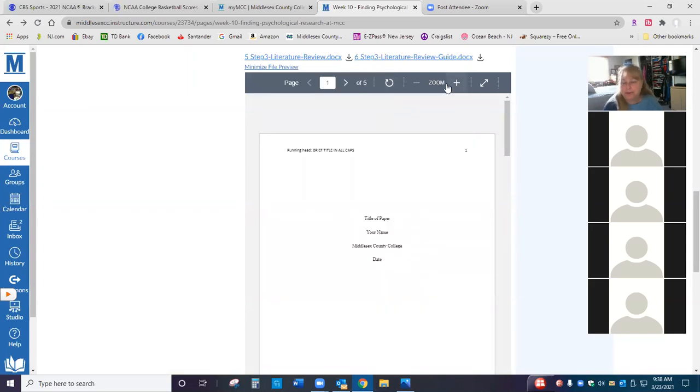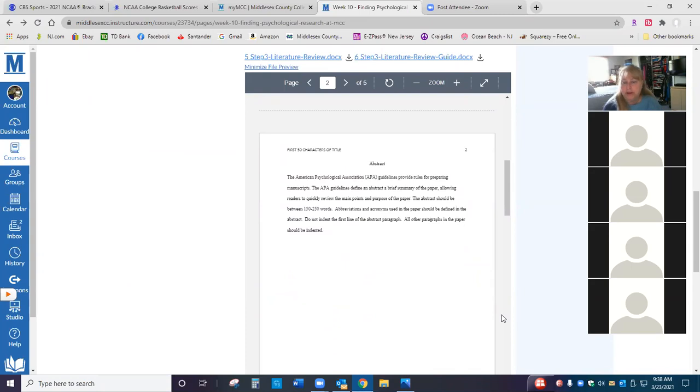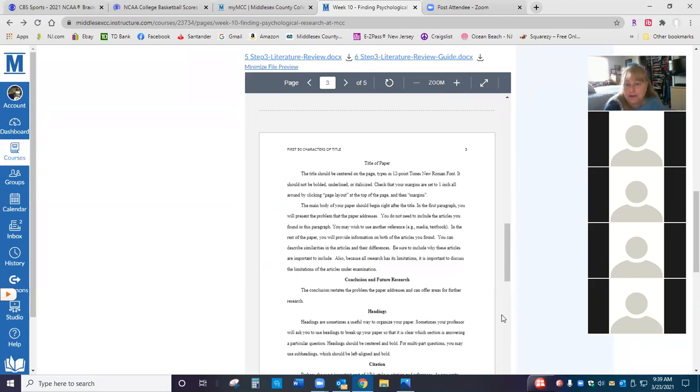This is what your paper is going to look like. You're going to have the title of your paper, your name, Middlesex County College, and the date. Up at the top, at the running head, you write the brief title in all caps. That's page 1. Page 2, brief title at the top, the word abstract, and then the abstract you are writing about your paper, not the abstract from your article, the abstract that you are writing about your paper. Page 3, title.